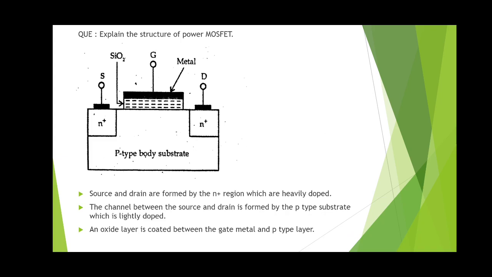Once again I am repeating the structure. The source and drain are formed by the N plus region. These N plus regions are heavily doped with the doping level of 10 to the power 19 per centimeter cube. The channel between the source and drain is formed by the p-type substrate. The p-type substrate is lightly doped with the doping level of 10 to the power 16 per centimeter cube. An oxide layer is coated between the gate metal and p-type layer.